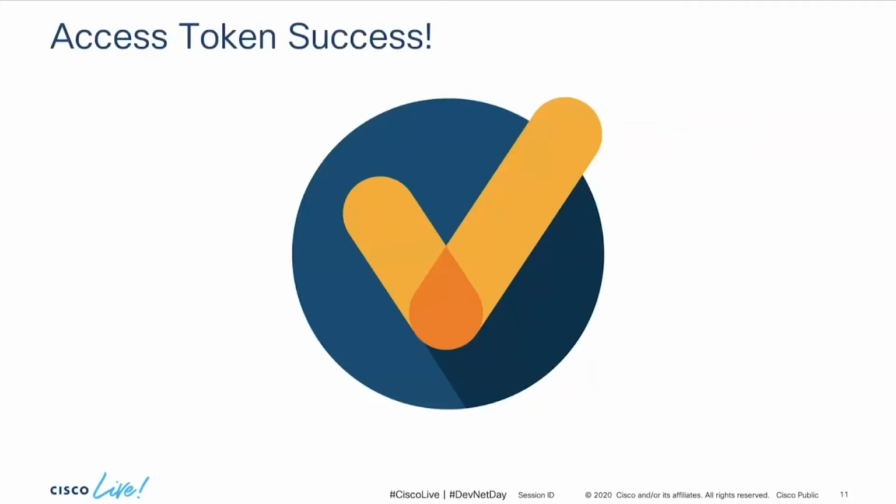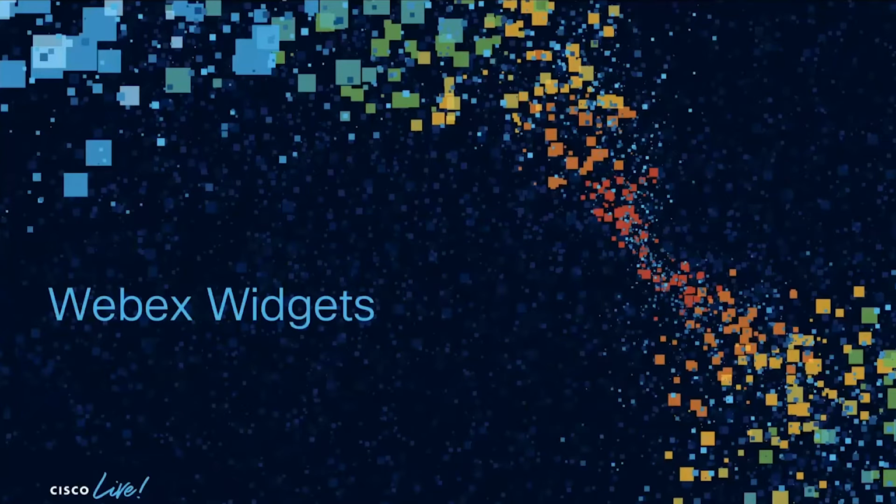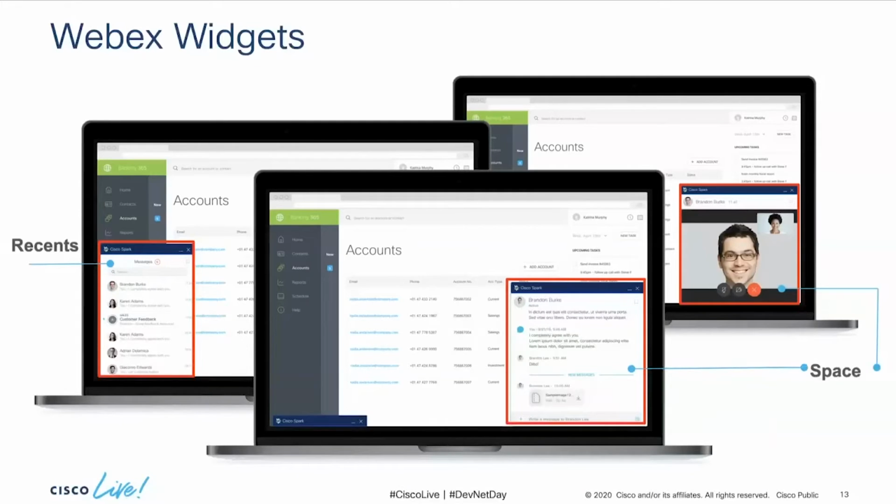So let's dive into the quickest way to get an embedded Webex experience, and that is with the Webex widgets. The Webex widgets allow us to quickly embed the Webex Teams experience into an existing web application with very few lines of code required. What you see here are the widgets in action. We currently have two widgets available, the Recents widget and the Space widget. We'll be focused on the Space widget since that allows you to have meetings with Webex Team Spaces and one-on-ones. So let's get started with the Space widget.